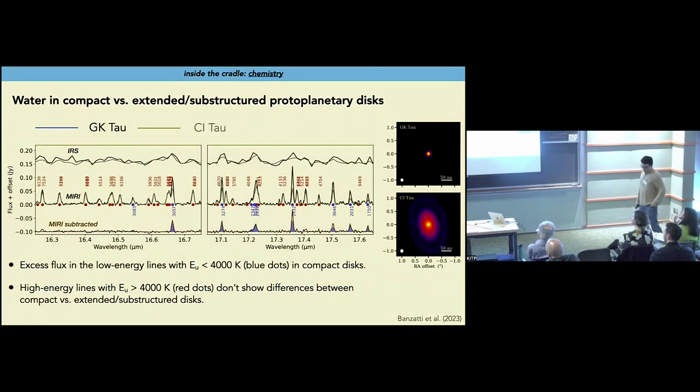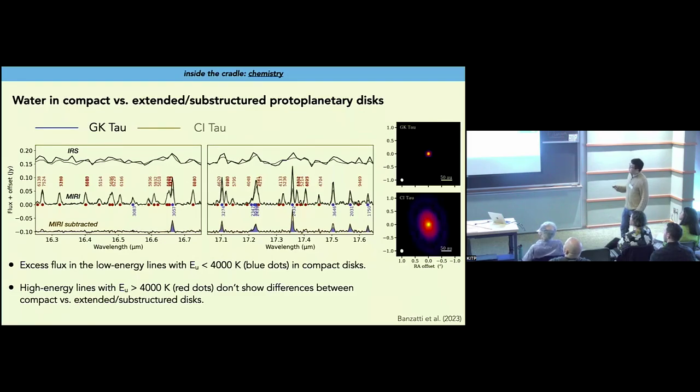So what turned out to be the case is if you compare these 2, GK Tau with a compact disk, CI Tau, a large disk with some structures, right? Look at these ones, okay? They mostly overlap with each other, the MIRI data. The black one, dark solid, is GK Tau, the compact disk. The gray one is CI Tau.